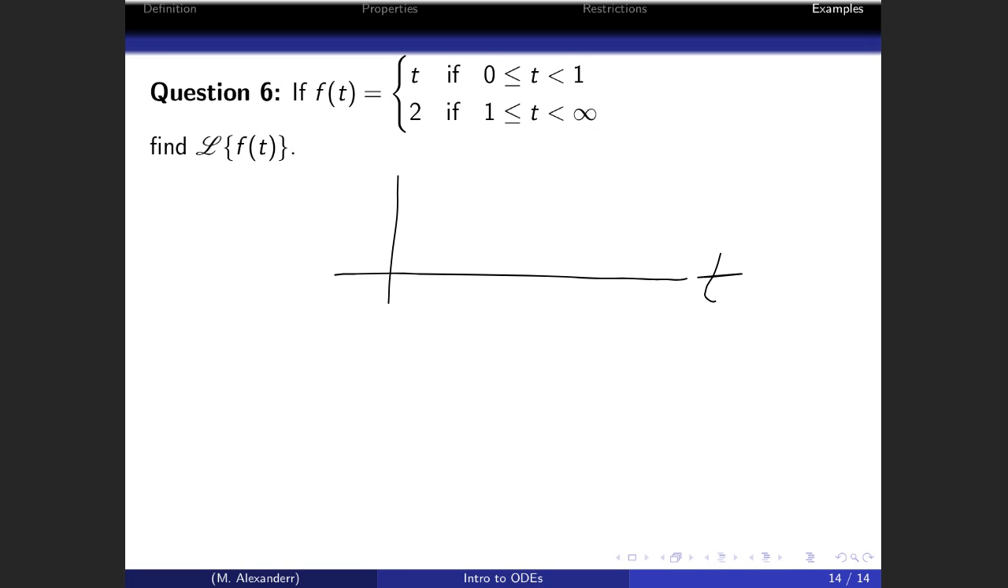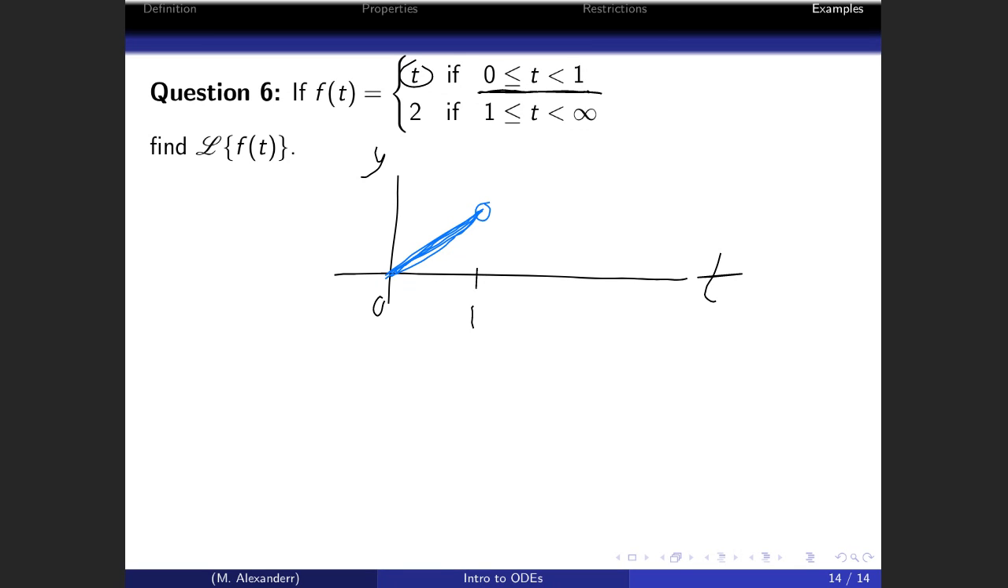So again, this is the t variable, and just call it the y variable. And now this is broken up between 0 and 1. Between 0 and 1, the graph of the function is t. So let me just draw that in blue. This increases as a line. So between 0 and 1, you have that.